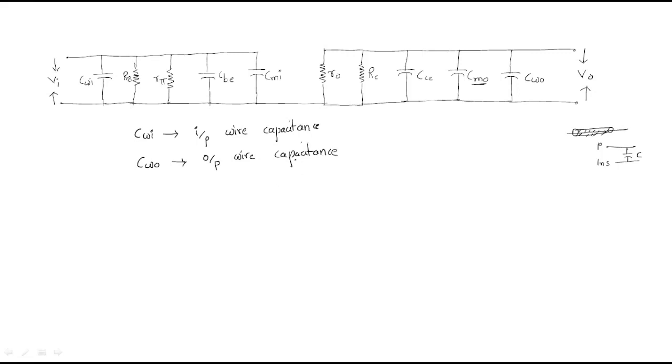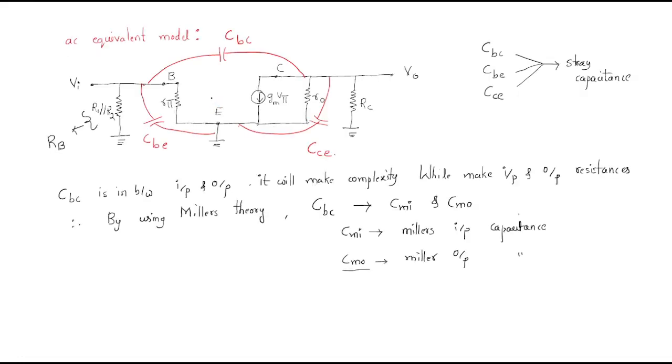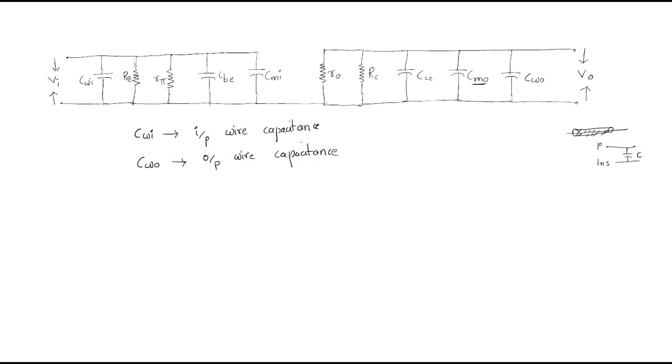This is the CWO. And the last part is V0, that is the output, and the starting part is the input. So this is the input side and this is the output side. So this diagram is nothing but the complete AC analysis, the high frequency equivalent circuit of BJT.